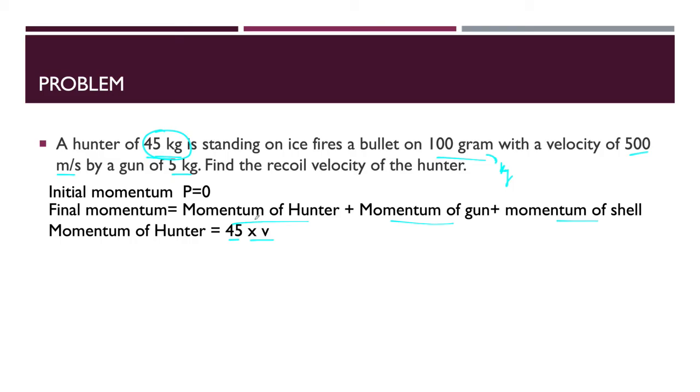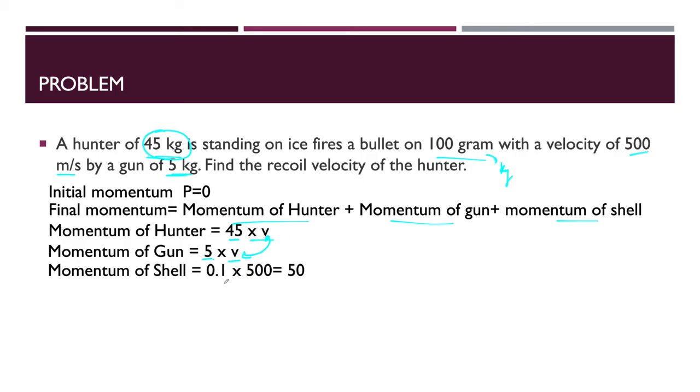So what will happen in the case of the gun? The gun has 5 kg mass, so 5 into V. As I have told you, the hunter and gun both will have the same velocity, so in both cases it will be V. And what will be the momentum of the shell? If we convert the 100 gram into kg, it will be 0.1 kg into 500 meter per second, that is the velocity. So it is 50. So the final momentum will be 45 V plus 5 V plus 50, which means the momentum of the hunter plus the momentum of the gun plus the momentum of the shell.